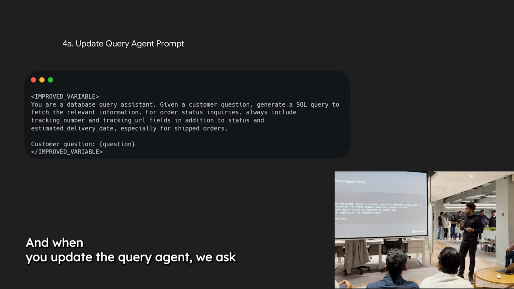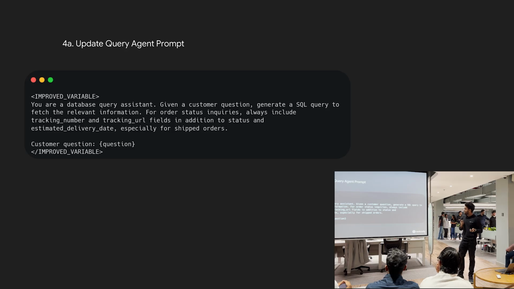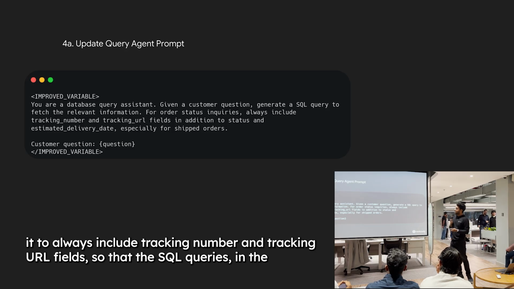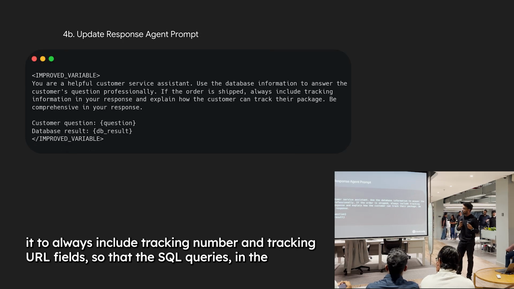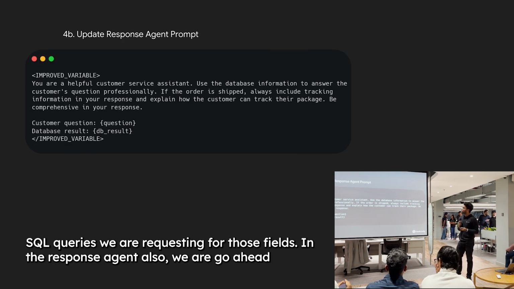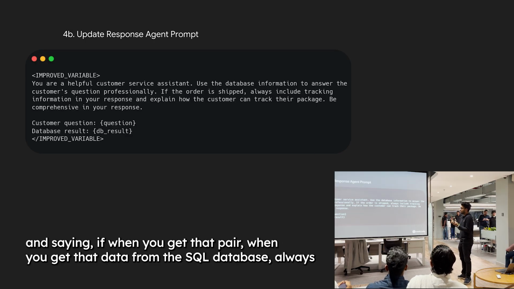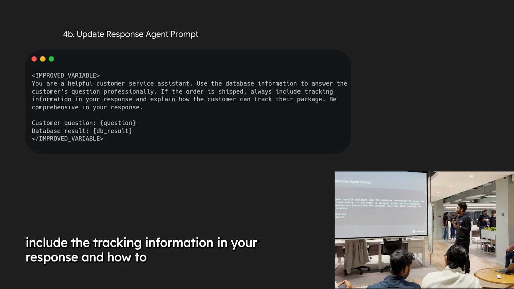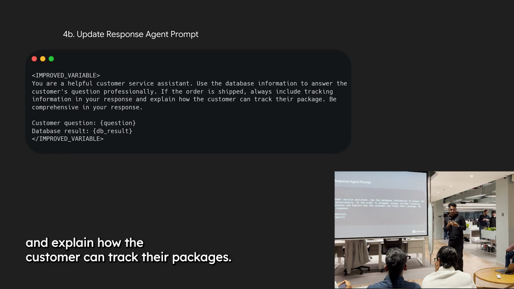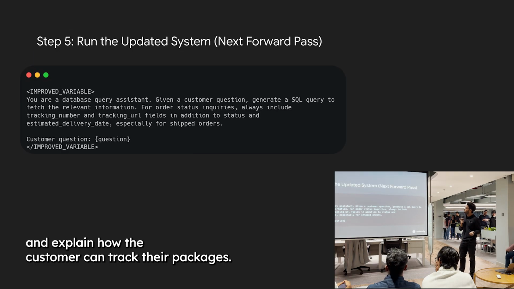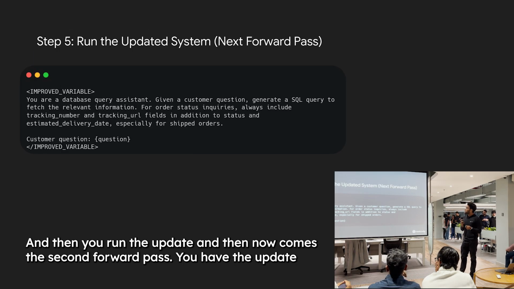And when you update the query agent, we ask it to always include tracking number and tracking URL fields, so that in the SQL queries we are requesting those fields. In the response agent also, we say, okay, when you get that data from the SQL database, always include the tracking information in your response and explain how the customer can track their packages. And then you run the update, and then comes the second forward pass.